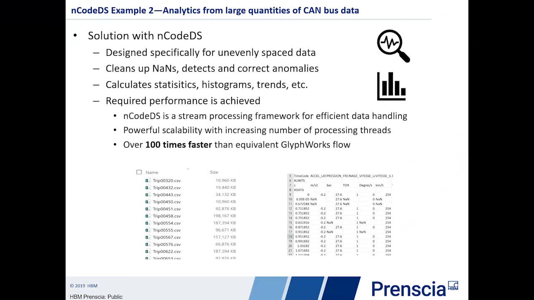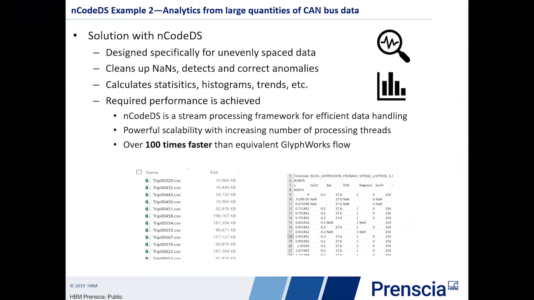So, for example, Encode DES, by its nature, is a stream processing framework, which actually means it can then parallel process the data as it comes through. It's not waiting for each analysis step to be completed before it moves on. It can then make use of the multiple threads and processors, CPUs on a server to really crunch through data. And for example, in this type of scenario, this type of data, we've seen analysis process times that are 100 times faster or over 100 times faster than the equivalent GlyphWorks flow.